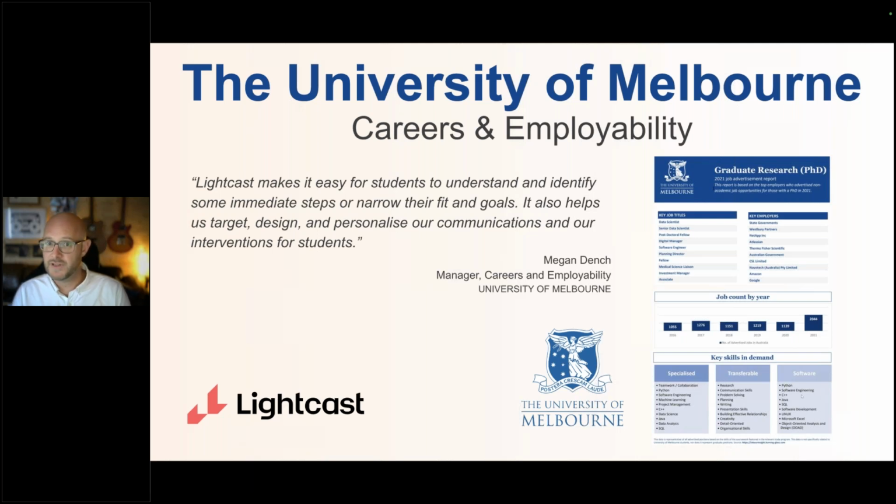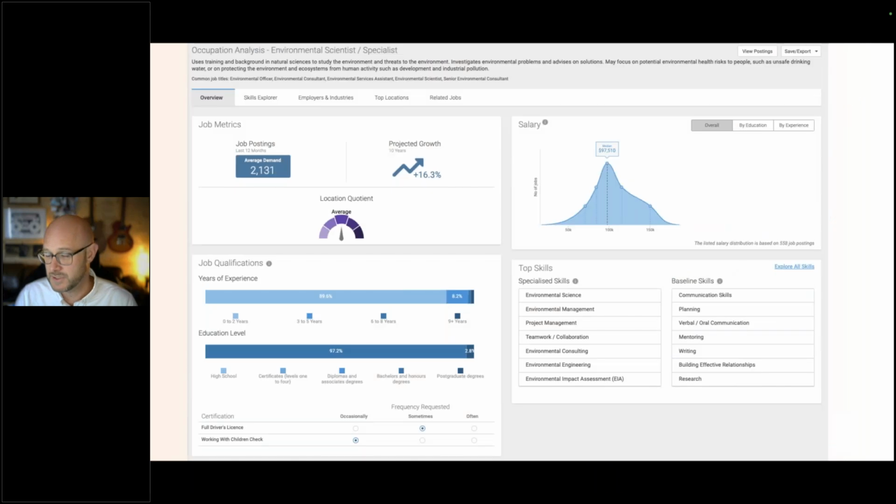So let's look briefly at some of the most common ways to explore career options in Labour Insight. The Occupation Analysis Snapshot Report provides a wealth of knowledge for individuals wanting to explore options and insights related to their career. So as you see here, we can clearly identify information such as average demand for an occupation, projected growth, salary expectation, experience, education and certifications commonly requested, and top skills.